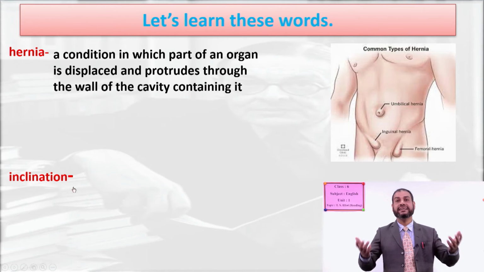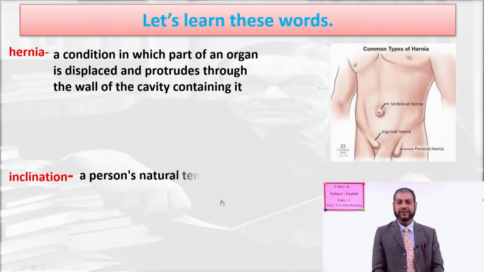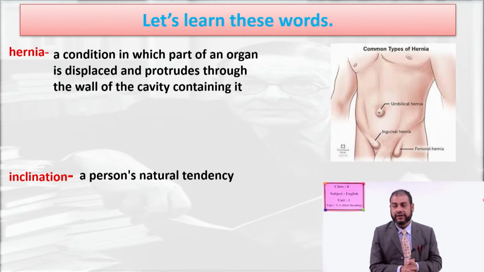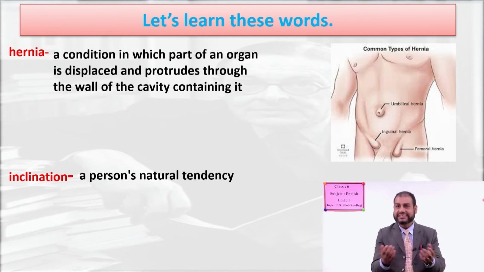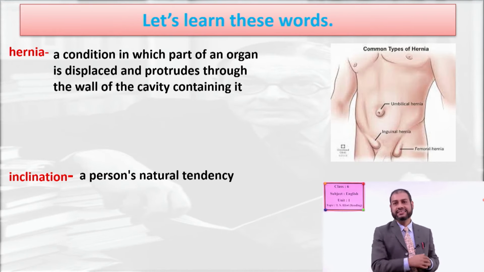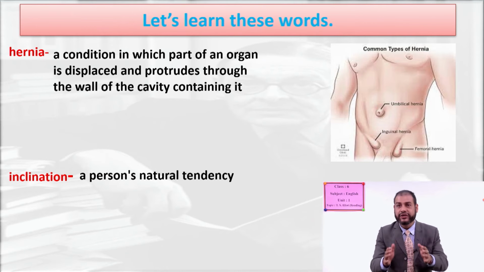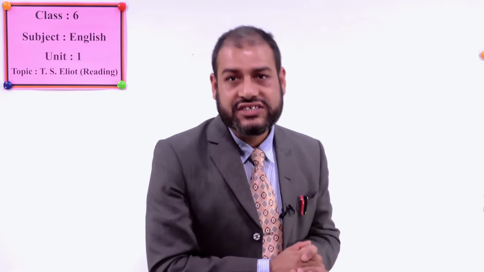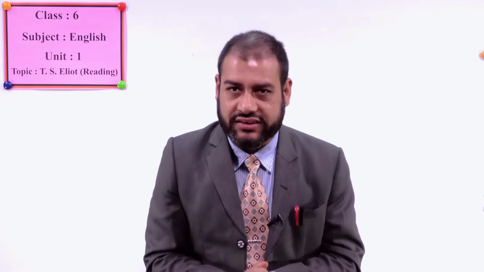Now, another word, inclination. Inclination means a person's natural tendency. It means that he started keeping his interest towards Catholicism. For example, after I teach you the English language, if you keep your interest and you like to learn the English language, then I can say that there is an inclination in you towards the English language. So, T.S. Eliot had also an inclination towards Catholicism because of his Irish nurse who was a Catholic. Is that clear? Very good.